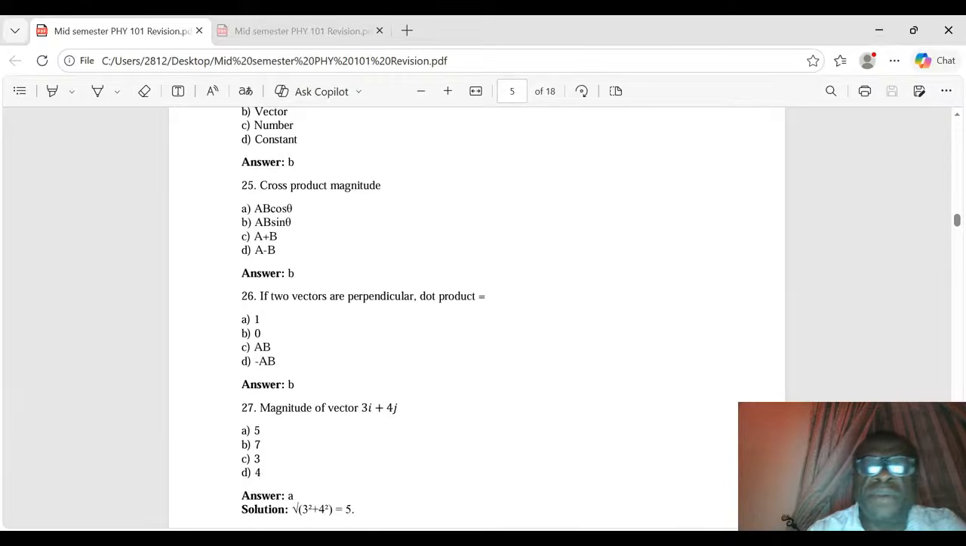We define dot product as AB cos theta. So if the angle is 90, we're talking about cos 90, which is 0. If two vectors are perpendicular, they are acting at an angle of 90. The dot product is 0. So the correct answer is A.